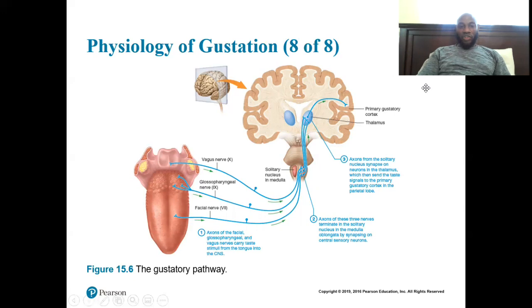Right, so that's just showing you there the vagus nerve, glossopharyngeal nerve, facial nerve, to the thalamus, to the primary gustatory cortex.